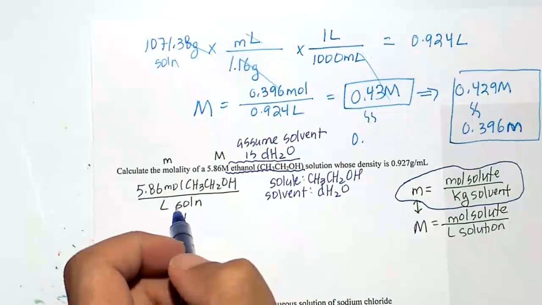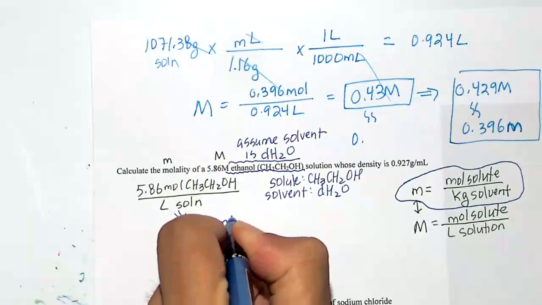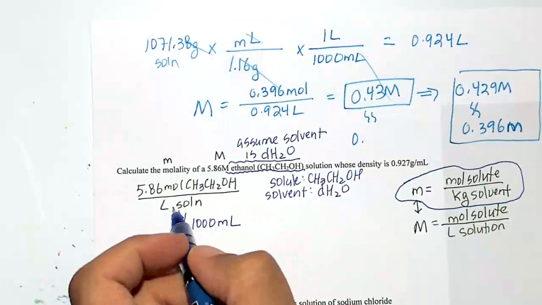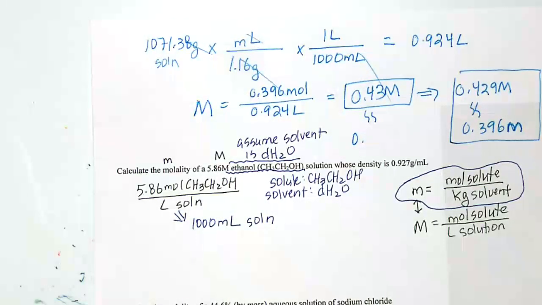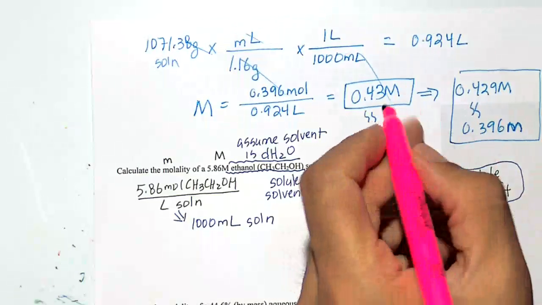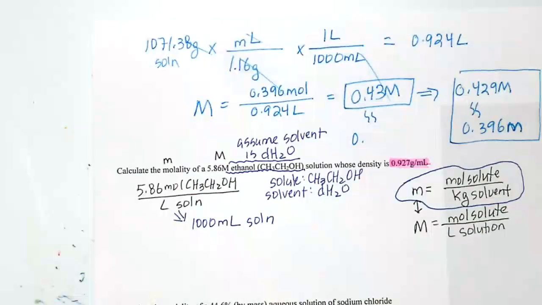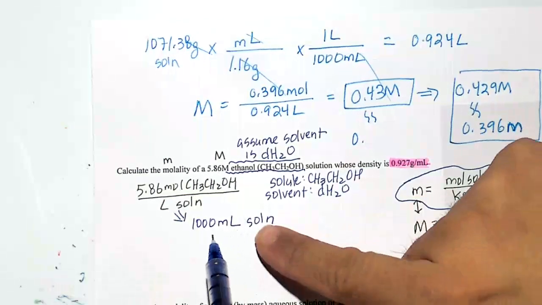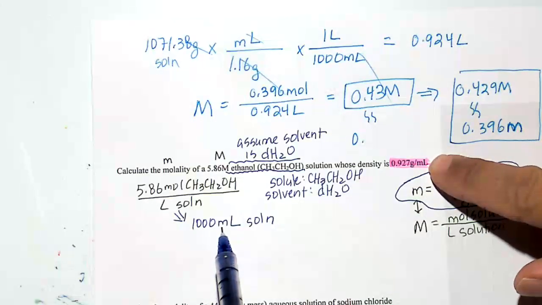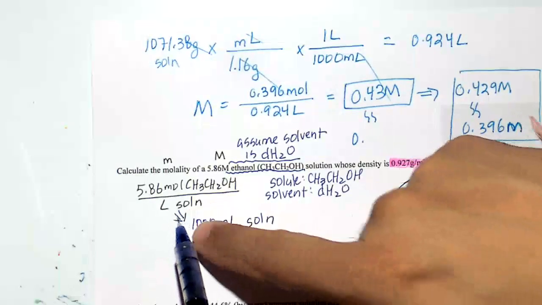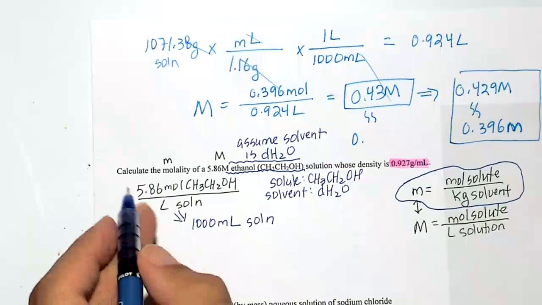Okay. So 1 liter is how many milliliters? Okay, 1 liter is 1,000 milliliters of solution. And one thing that we do know, that's given to us in this problem, is the density, which is 0.927 grams per mil. Okay, so we're going to take this density and 1,000 mils of solution, which is the same thing as 1 liter, and we're going to get the grams of solution.